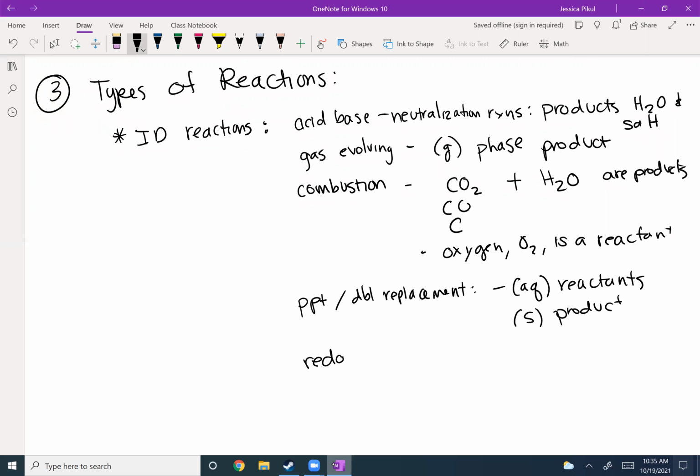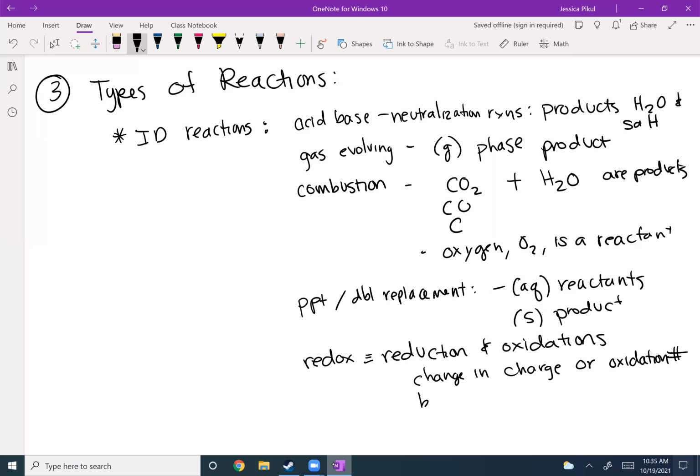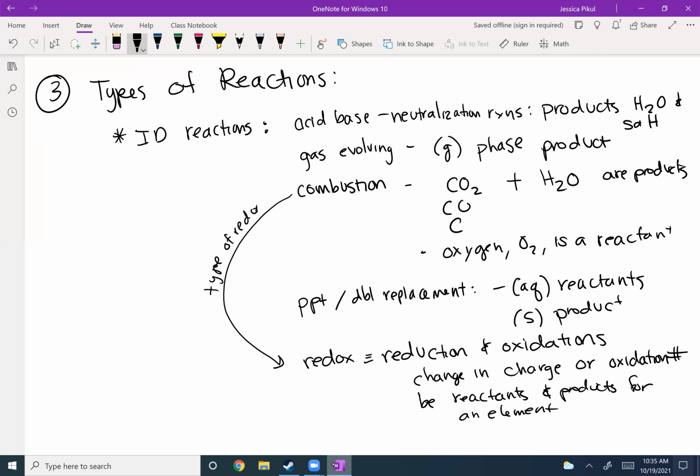And then lastly, we have redox reactions, which stand for reduction and oxidation. In these reactions, both of those things occur. These are kind of like, if it's none of the other ones, then I check if it's redox. Usually what you'll notice here is a change in charge or oxidation number between reactants and products for an element. Actually, this combustion type is a type of redox reaction. And a lot of gas evolving ones are also redox reactions.